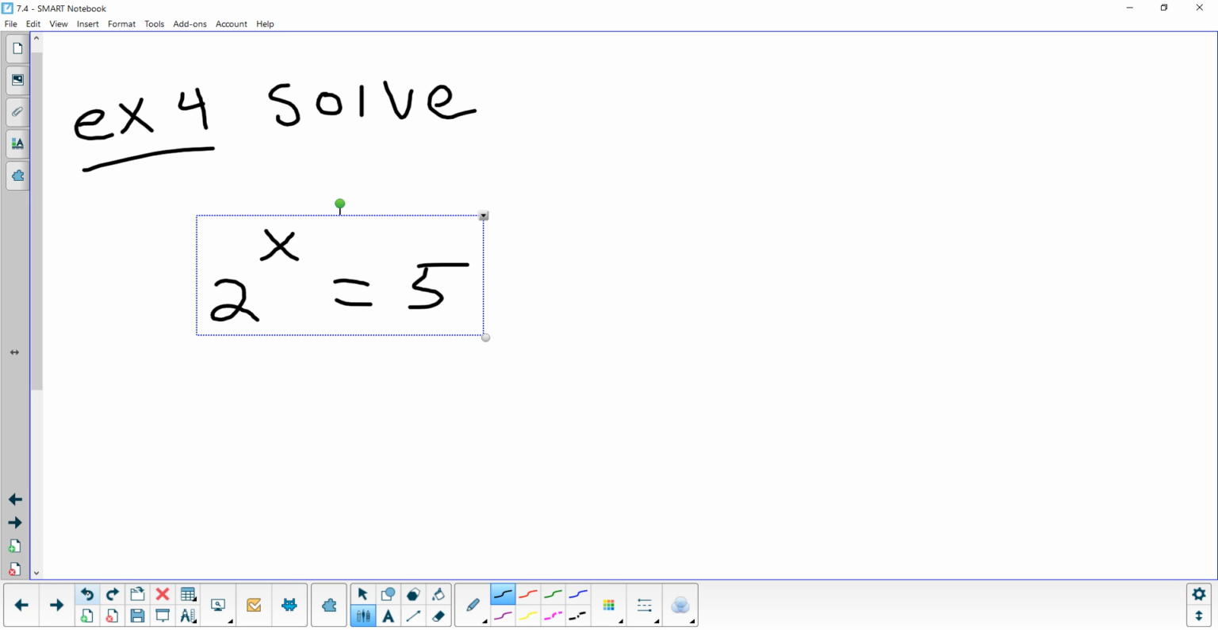Well, there's only one thing we know to try with an exponential equation, and that's changing it to a log. If it's already a log, we usually try changing it to an exponential. If it's already an exponential, we try changing to a log.